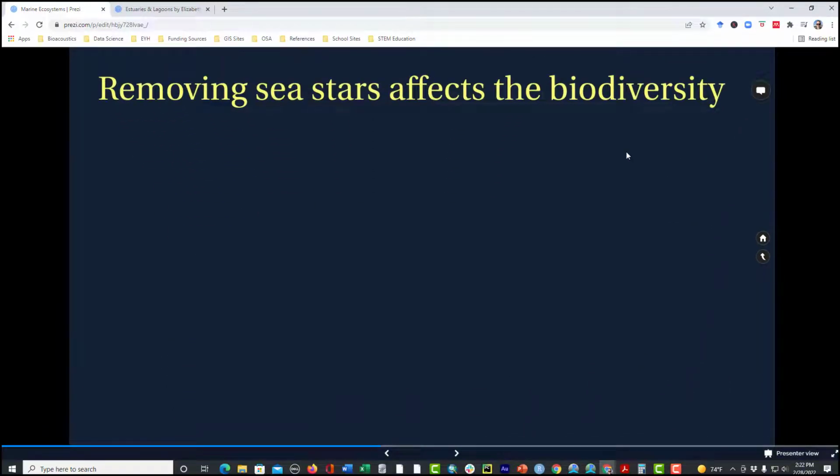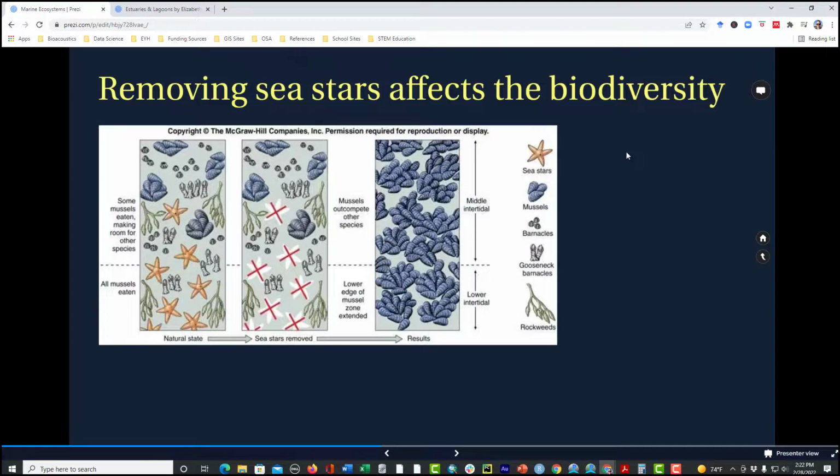For instance, when you remove sea stars, you affect the biodiversity in totality in these different regions. In this particular figure, along the x-axis, we have a natural state located in the first panel. And in the second panel, we have a situation where sea stars are removed, either by something called the Great Sea Star Die-Off, which occurred in California a few years back, or the Pacific Northwest, or some other instance. As those sea stars disappear, it becomes very easy for these mussels, who are not being consumed by the sea stars, to outcompete other species.